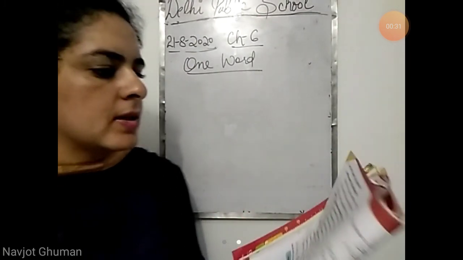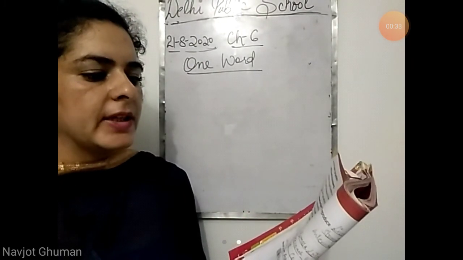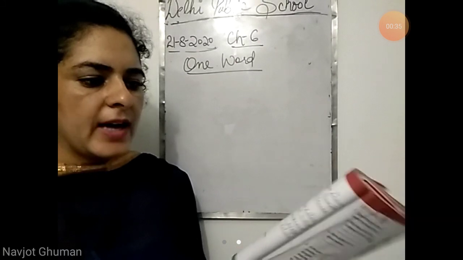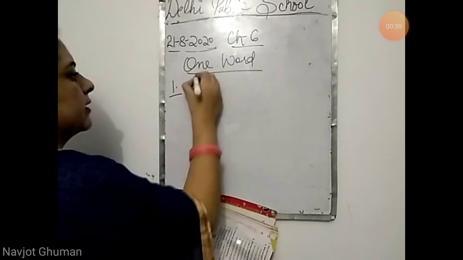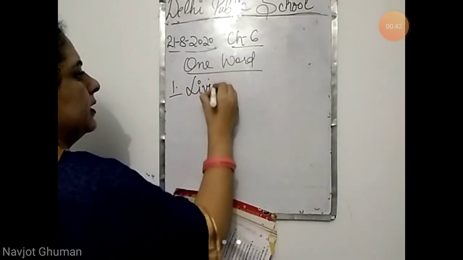First one word is things that move, grow, breathe, need food, feel changes and reproduce. What do we call them? They are called as living. We call them living.